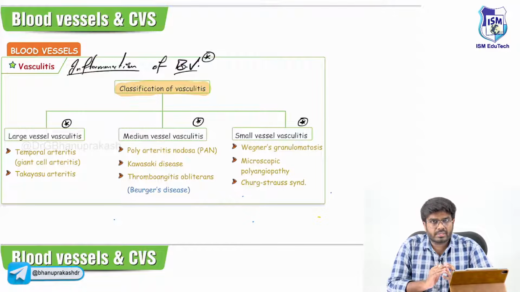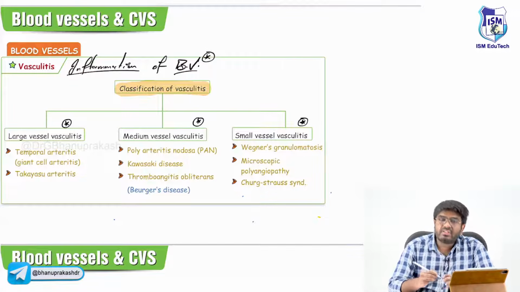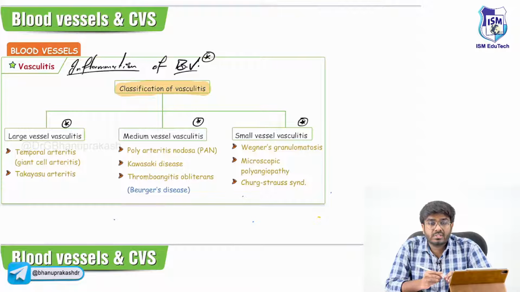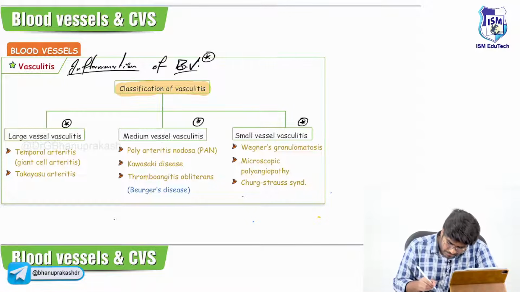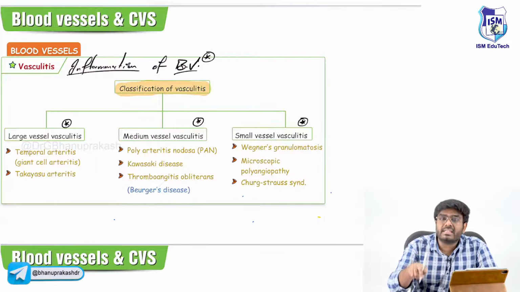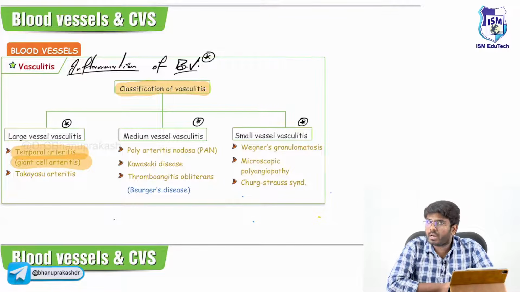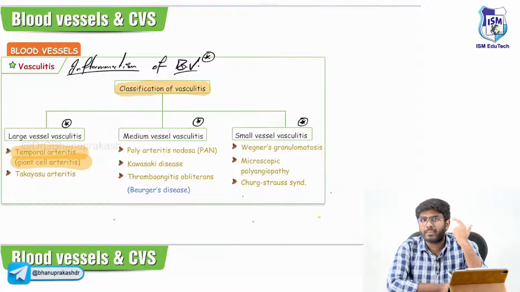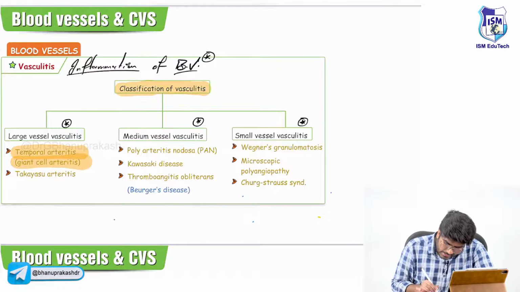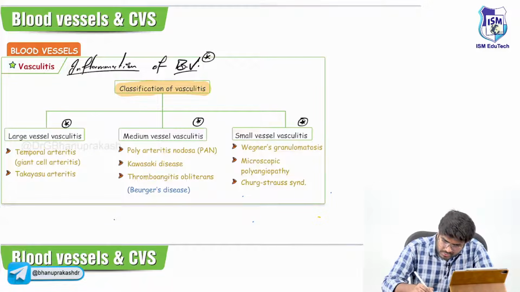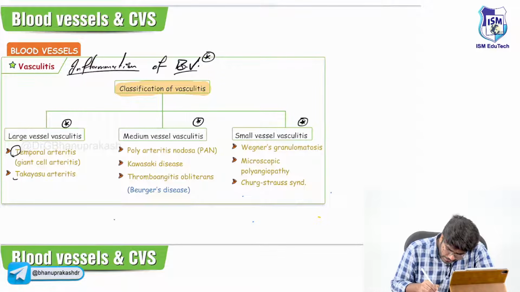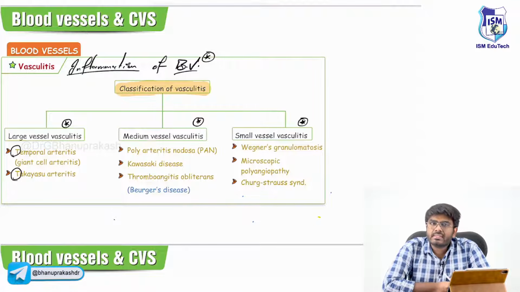Now examples are very important, sir. What are the examples of large vessel vasculitis? Large vessel vasculitis includes temporal arteritis. Not arthritis, arteritis. Arteritis means inflammation of the arteries. So temporal arteritis, also called giant cell arteritis. The temporal artery getting inflamed, temporal arteritis or giant cell arteritis. And Takayasu. So temporal arteritis and Takayasu, T for T, both are TTs. Both these are large vessel granulomatous vasculitis.